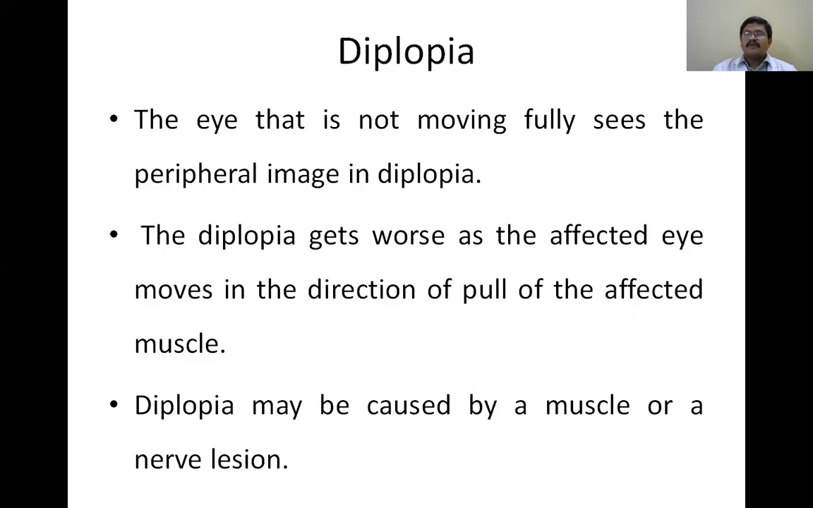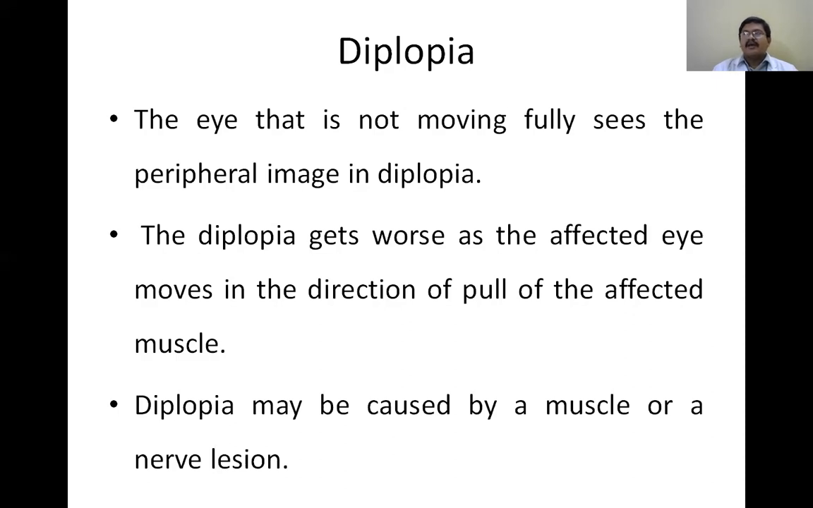Suppose the corresponding points are misaligned because of any paralysis, and the eyes are not moving fully, you see diplopia peripherally. Whenever the eye is not moving, the peripheral image appears as diplopia. The diplopia gets worse whenever the affected eye moves in the direction of the pull of the affected muscle. Suppose you have a lateral rectus palsy and your eye moves in that direction, the diplopia gets worse. Diplopia may be caused by the muscle, or it can be caused by nerve palsy.